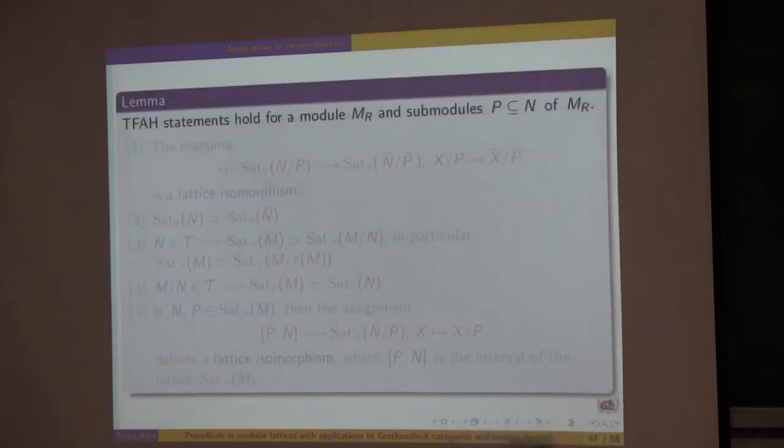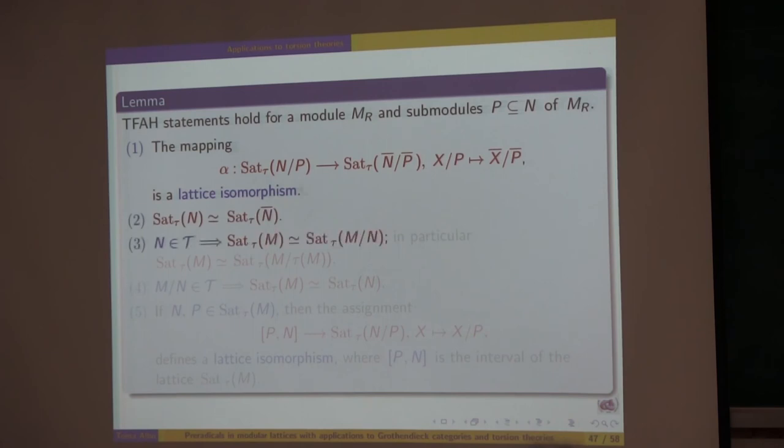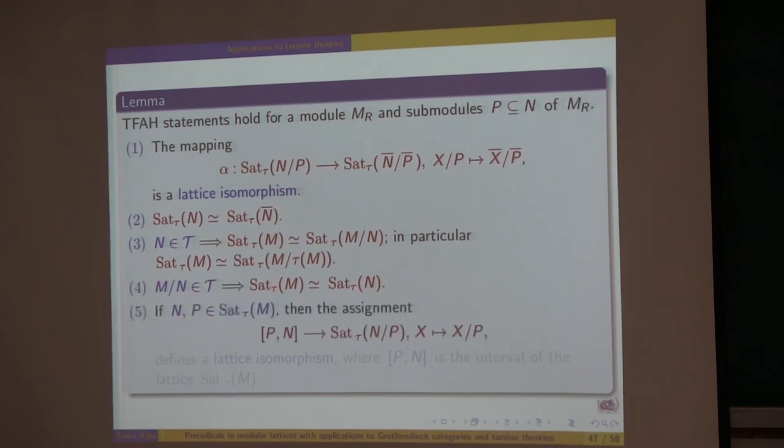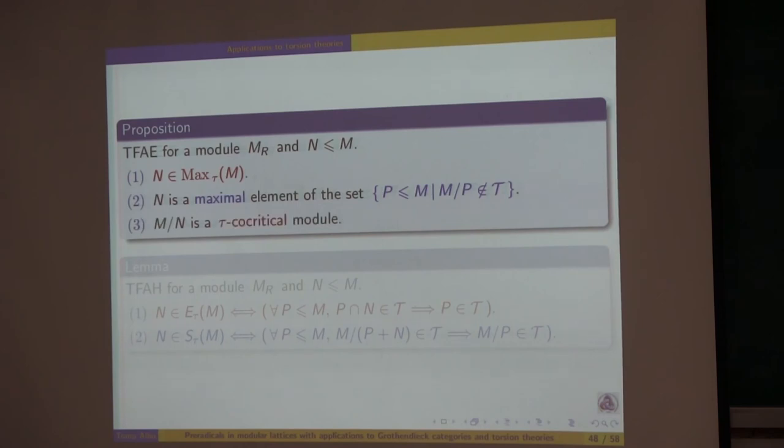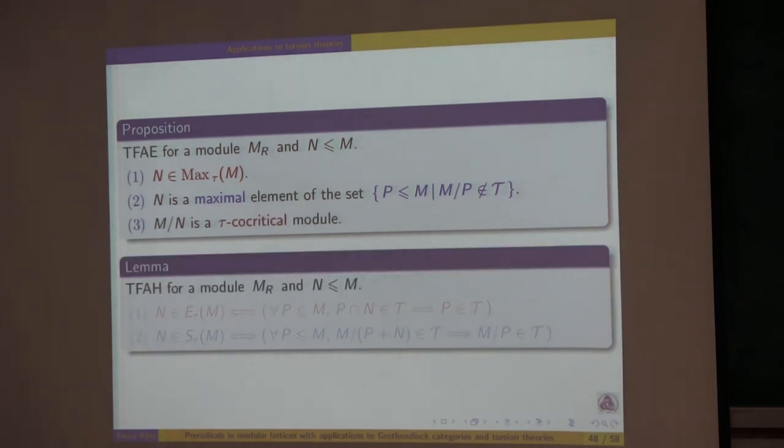We have the following lemma, which is very useful. If we have a module and two submodules, the canonical mapping from this to this is a lattice isomorphism. These two lattices are isomorphic if N is in Sat_tau, and this is in torsion, and this is exactly this one. This is very, very useful. If we have two elements in Sat_tau M, then this assignment is a lattice isomorphism, where this is the interval in this lattice. It's a very, very useful element. And we have the following proposition: N is in Max_tau M, that is, the maximum element of this set, if and only if M over N is tau co-critical. Now we have the following lemma.